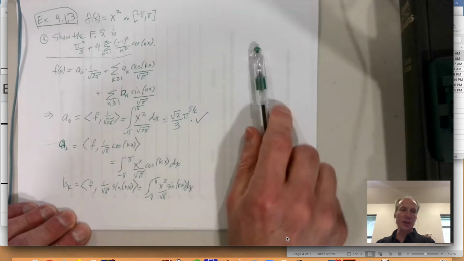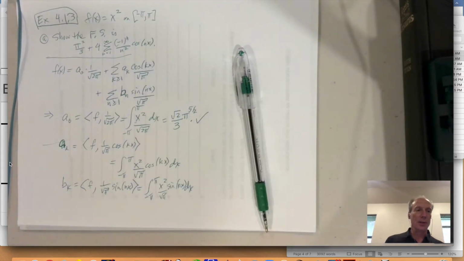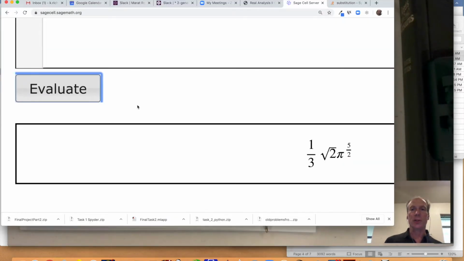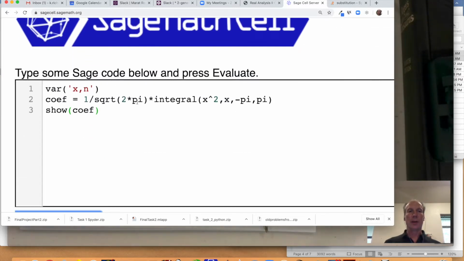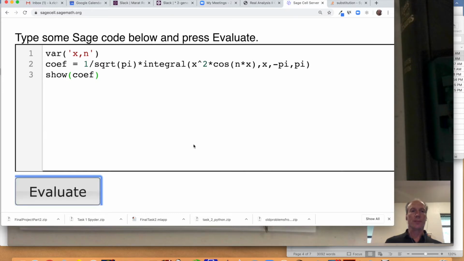All right, let's do the cosine one next. So now I'm just going to go back up to here and change my integral to times cosine of n times x. And it's just square root of pi this time that I'm dividing by. All right. So let's see what we get.